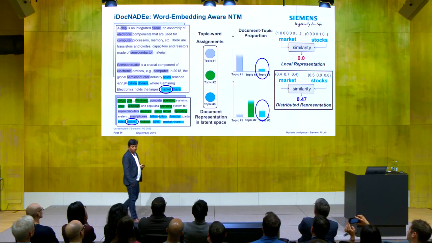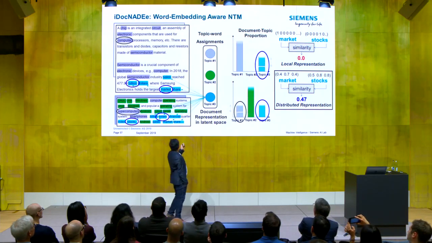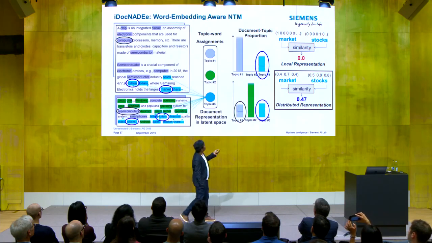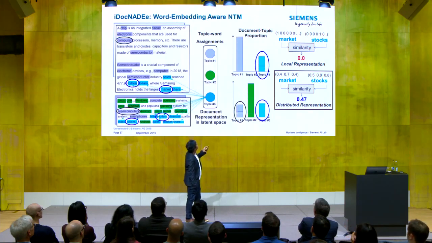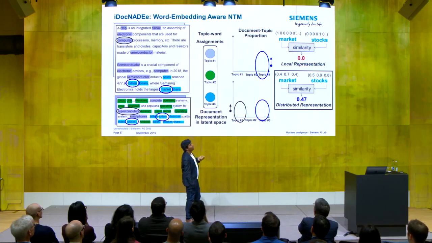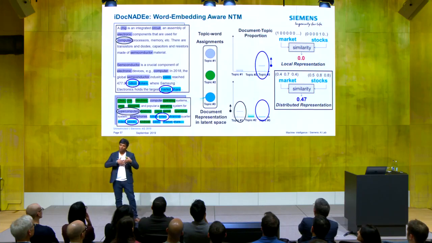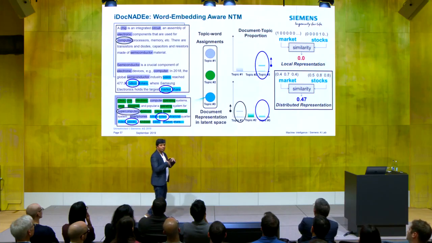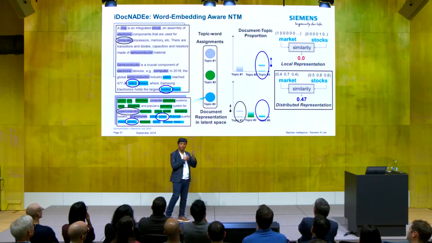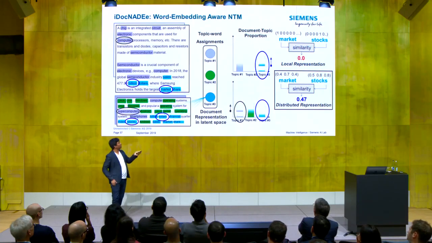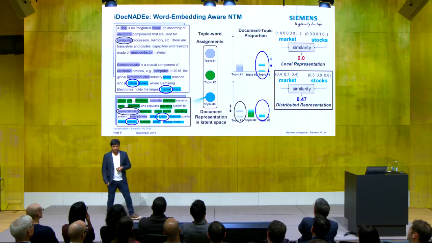Okay, so this is what it did. You see a word called market, you see a word called, sorry, because of animation, stocks here, and the similarity is 47. That's how topic number 3 is boosted in document number 1, in a way that document number 1 and document number 2 become similar. The topic proportion of document number 1 and topic proportion of document number 2 become similar just because of topic 3.